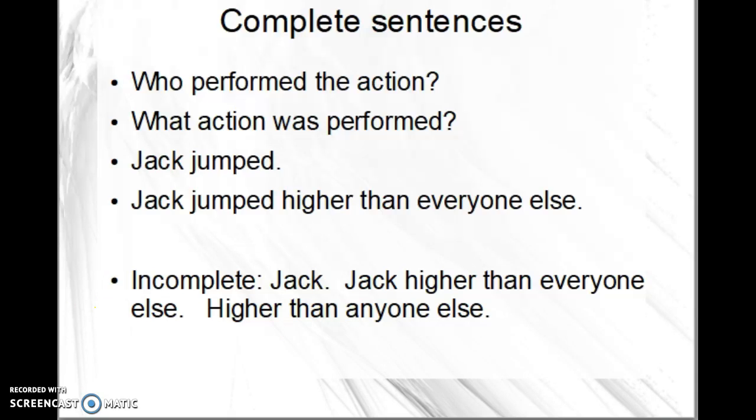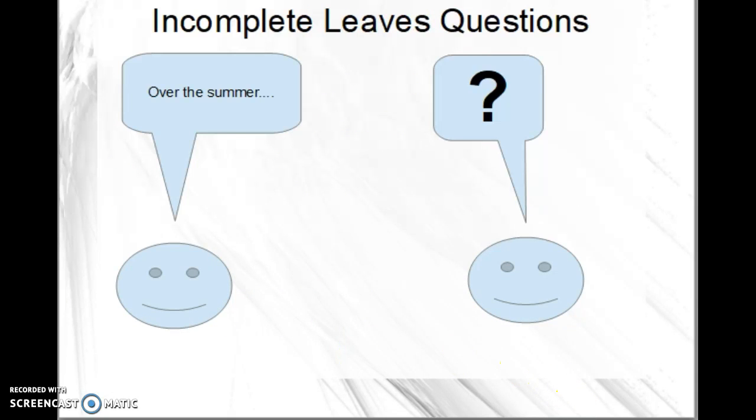So a good way to think about fragments, if you're trying to determine if a sentence that you've written is a fragment, imagine this circumstance. Imagine that you're standing somewhere and a friend of yours walks up to you and he just says, "over the summer," and then walks away. You would be left with a lot of questions. Over the summer, what? Who? What happened over the summer? Was it you over the summer or someone else over the summer? What happened to who in that situation?